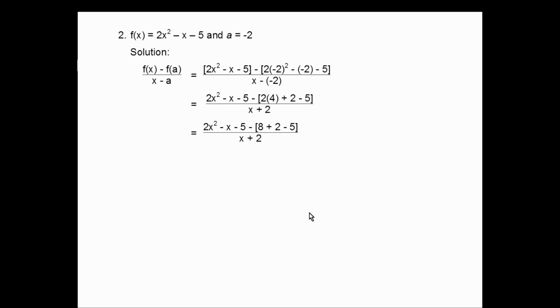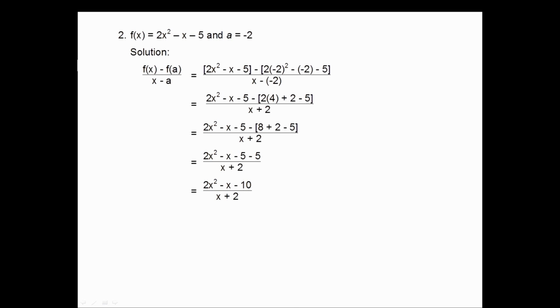Okay, now let's simplify what's in brackets. 8 plus 2 is 10. 10 minus 5 gives me 5. So I'll have 2x squared minus x minus 5 minus 5, all over x plus 2. Remember, this minus 5 came from doing 8 plus 2 minus 5. Combine the similar terms: 2x squared minus x minus 10 over x plus 2.